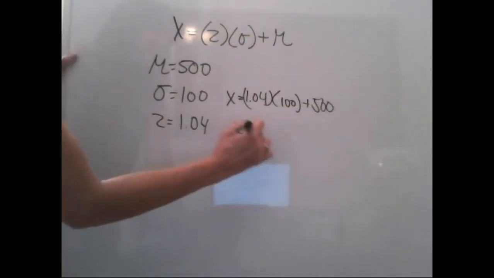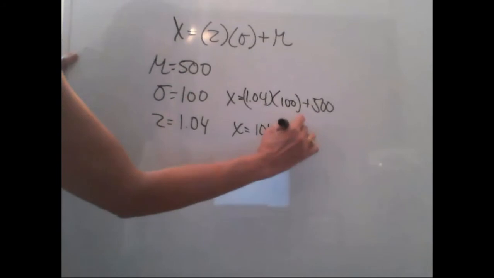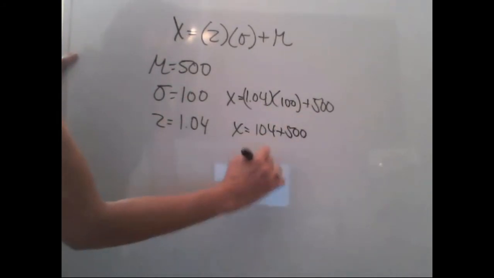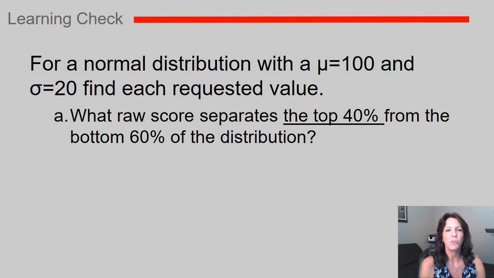So basically, x is equal to 104 plus 500. X is equal to 604. All right. Let's try some other learning checks.